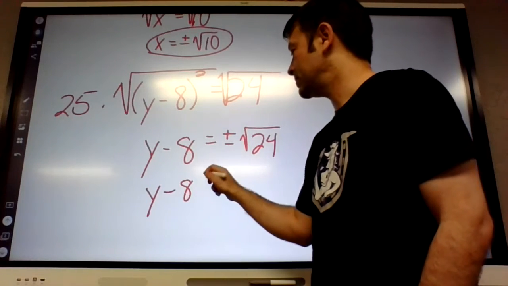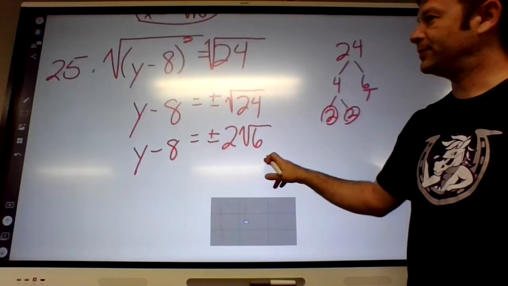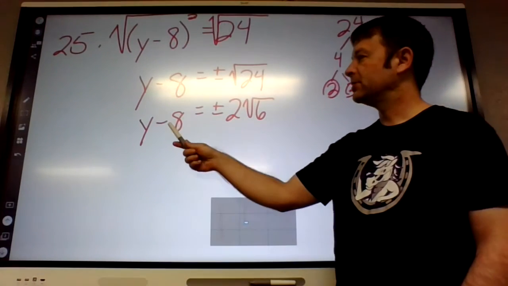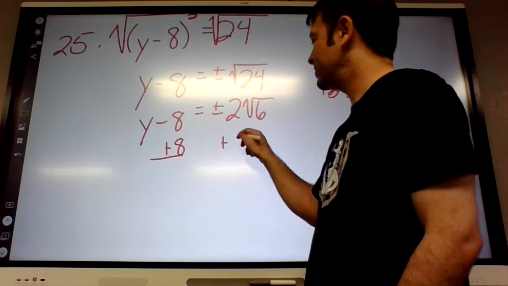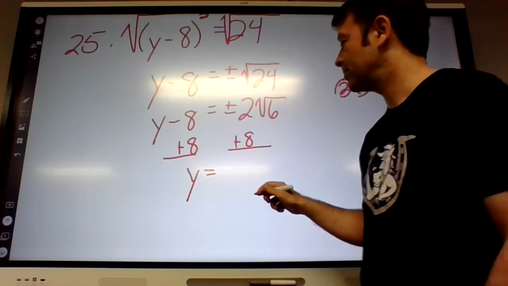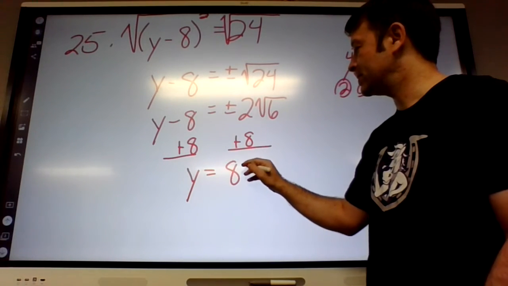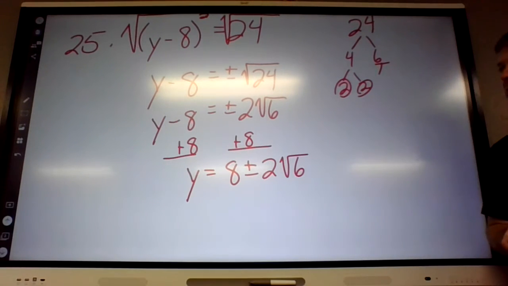So y minus 8 equals plus or minus 2 square root of 6. Well, have I solved it for y yet? No. Add 8. Does 8 simplify with 2 square root of 6? No. So what I'm going to put is 8 plus or minus 2 square root of 6. You could add it together if you were settled for a decimal, but we're not going to do that.